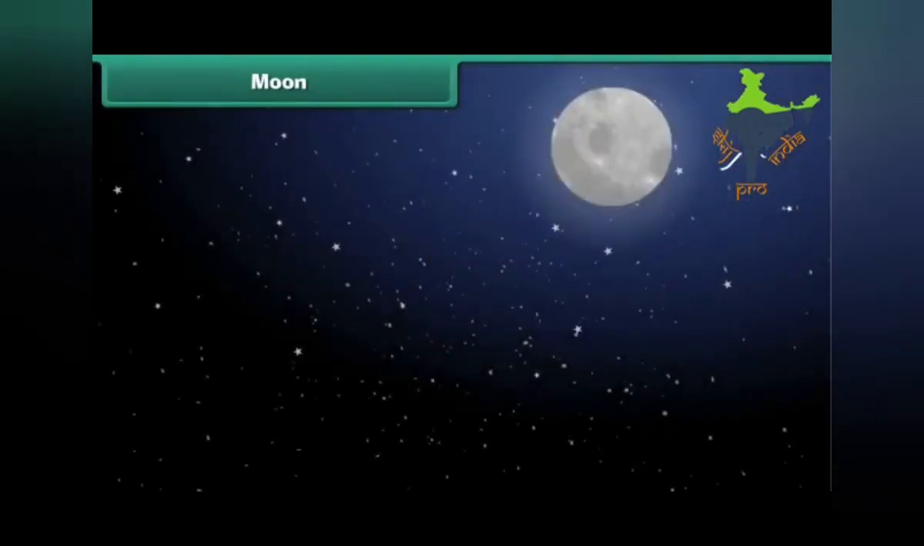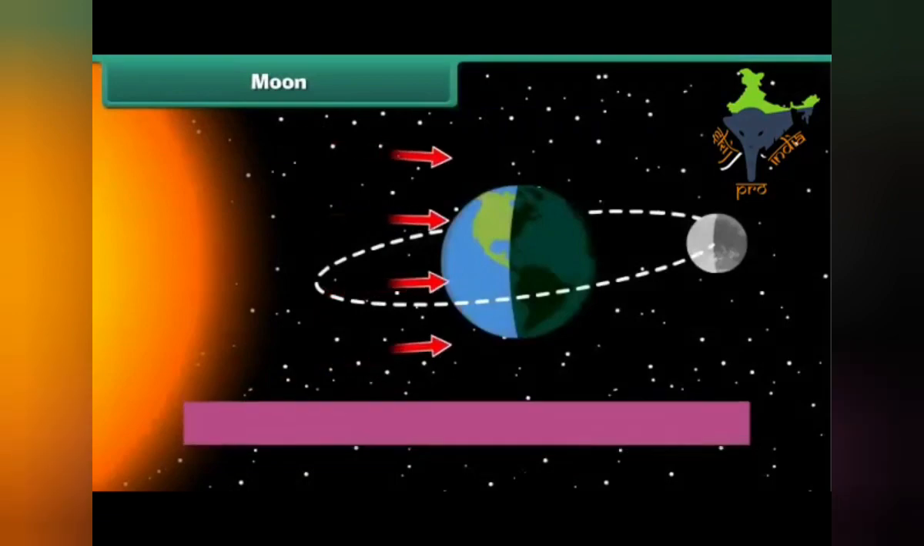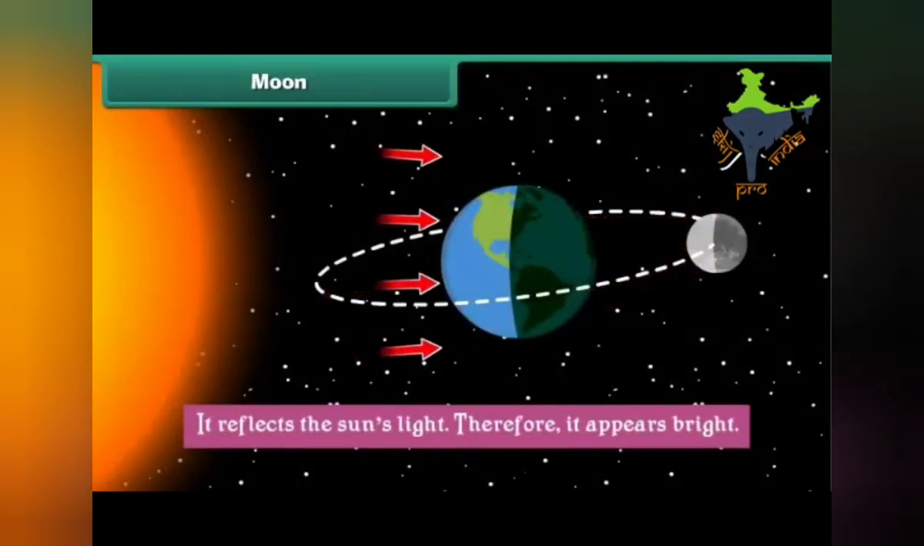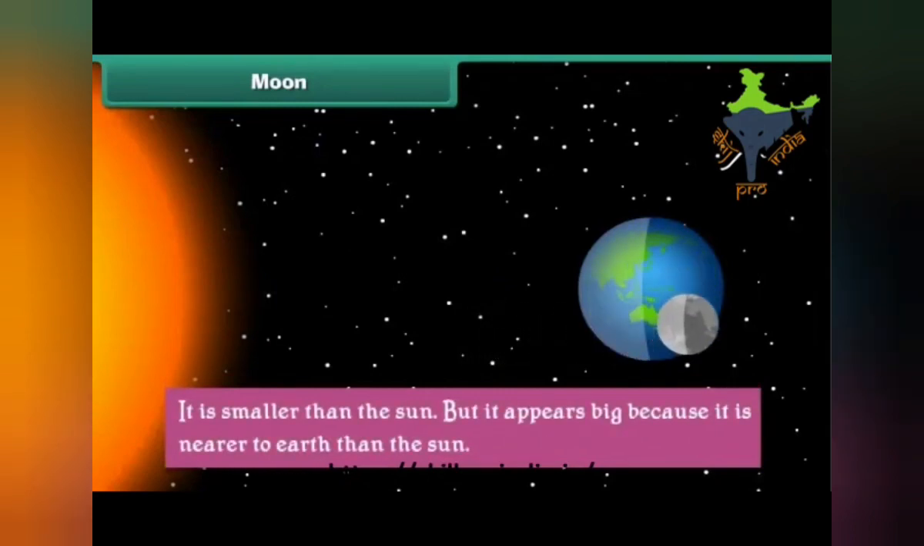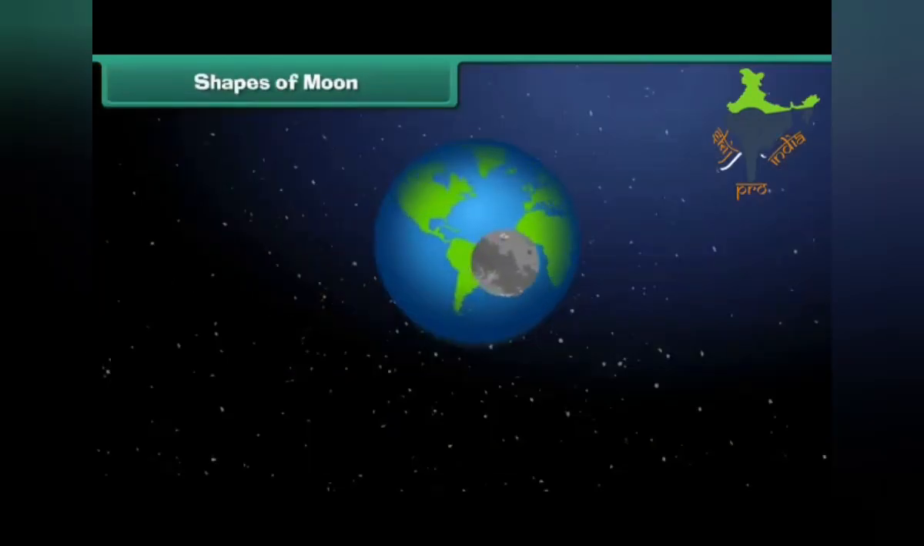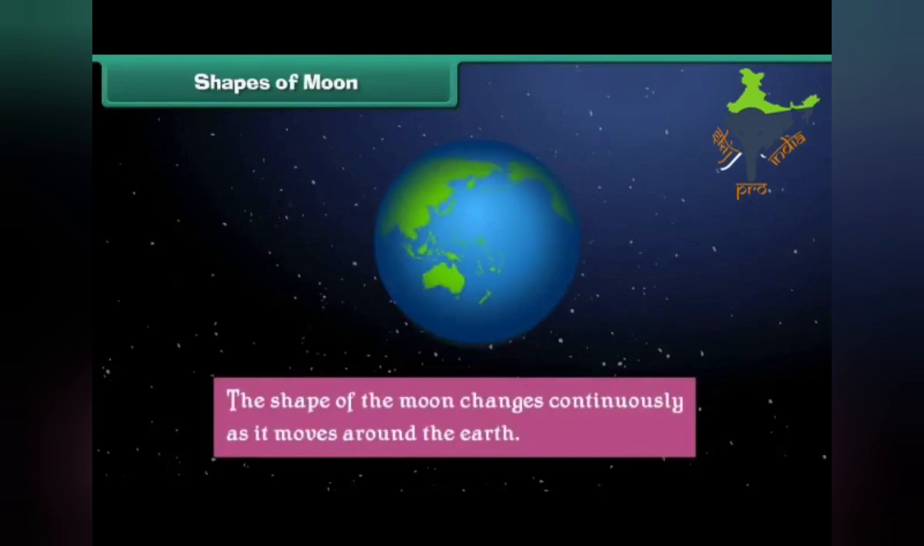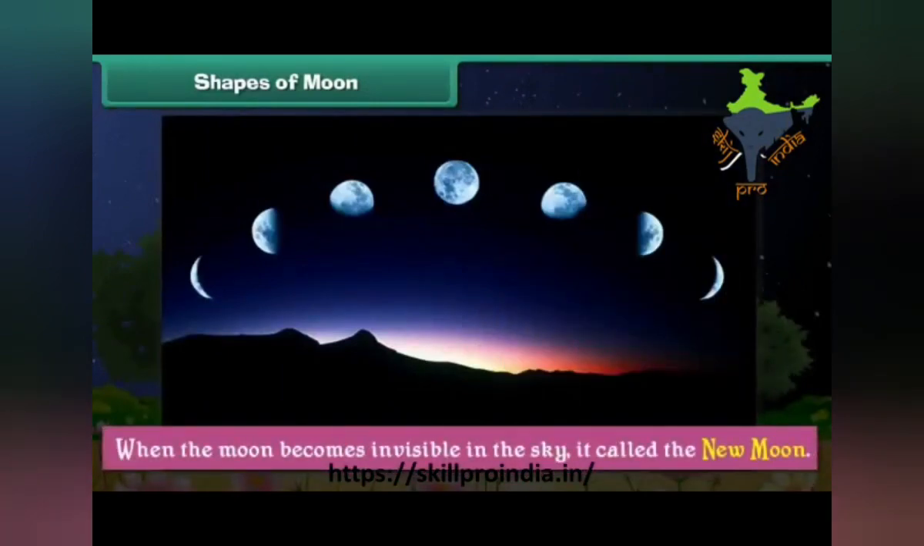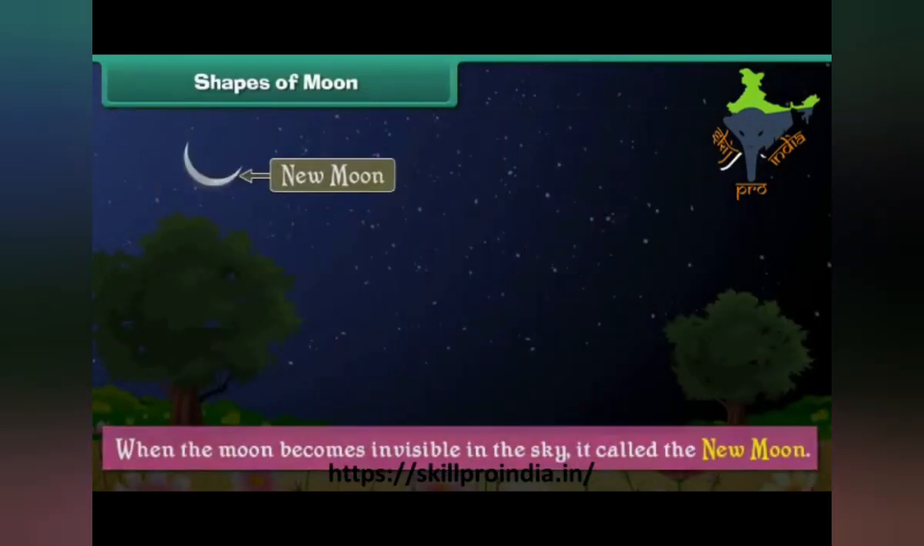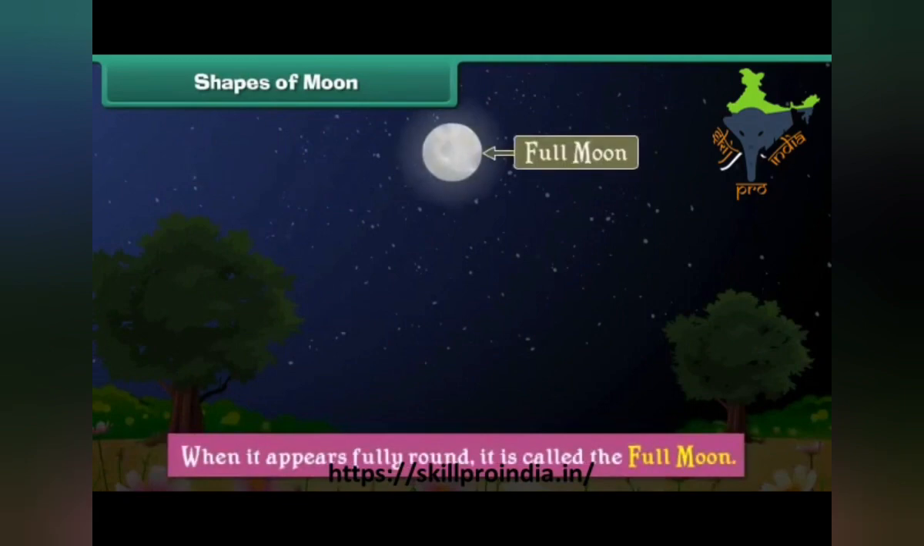Moon does not have light of its own. It reflects the sun's light, therefore it appears bright. It is smaller than the sun, but it appears big because it is nearer to Earth than the sun. Shapes of Moon. The shape of the Moon changes continuously as it moves around the Earth. When the Moon becomes invisible in the sky, it is called the new Moon. When it appears fully round, it is called the full Moon.